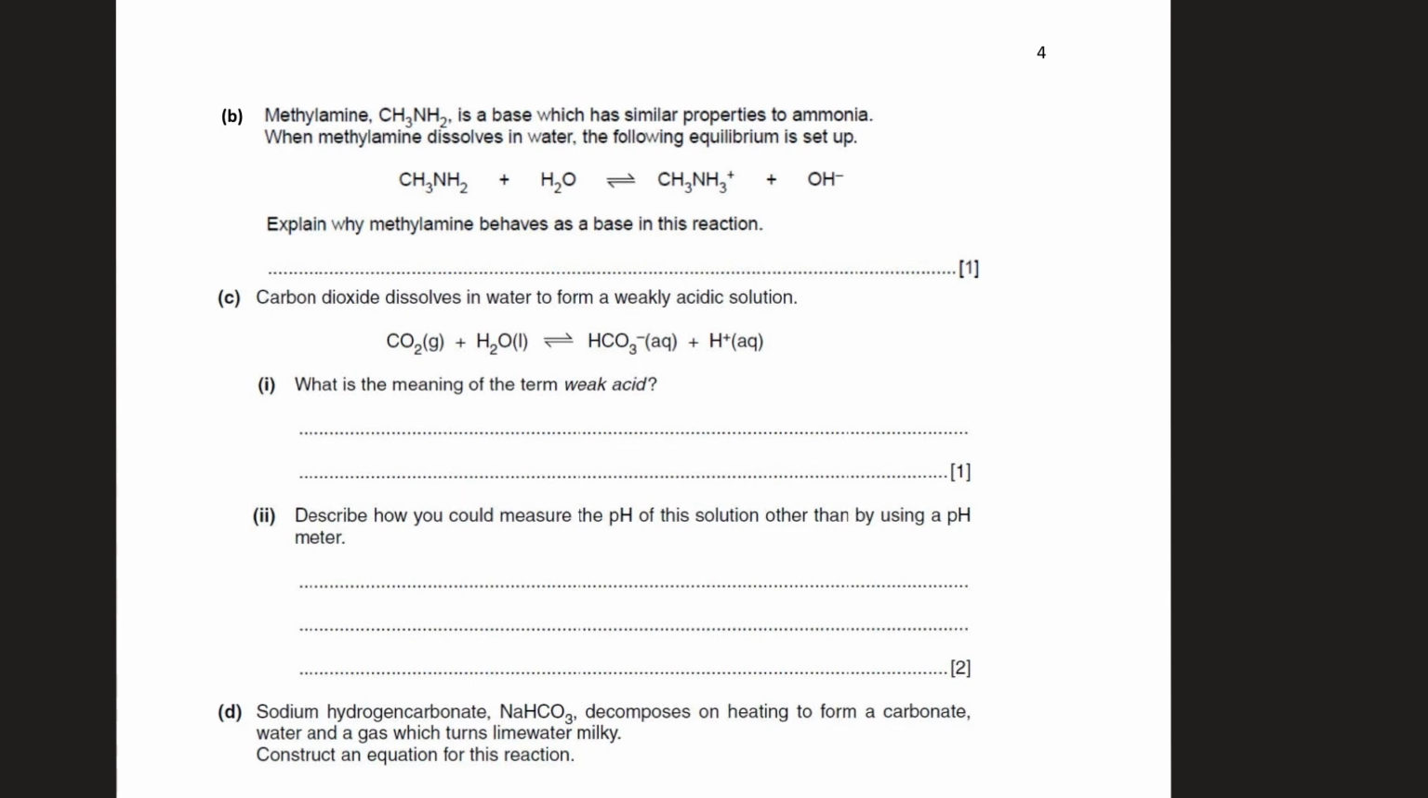Methylamine CH3NH2 is a base which has similar properties to ammonia. When methylamine dissolves in water, the following equilibrium is set up. Explain why methylamine behaves as a base in this reaction. Now, going by the classical definition of base, a base produces OH minus ions, right? So as you can see over here, when this dissolves in water, it produces hydroxide ions. So that's what we'll write, that it produces OH minus ions.